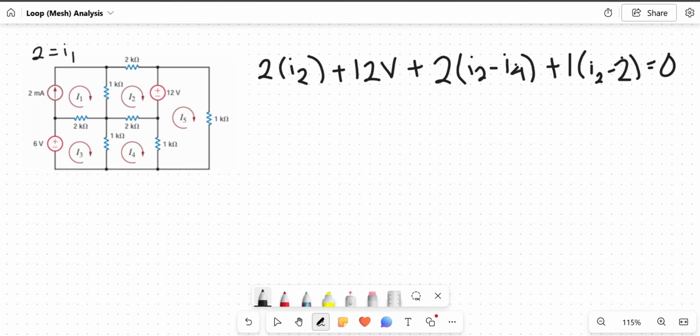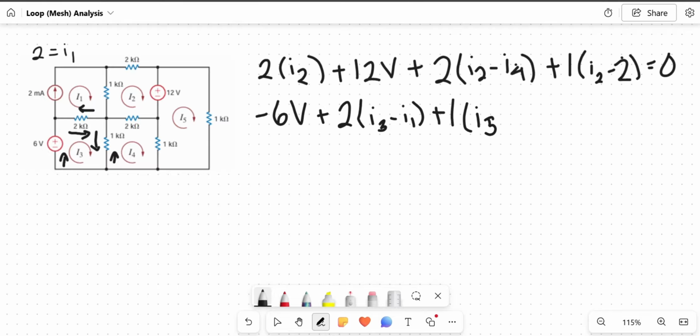Now for our next equation, I3, this enters from the negative terminal, so that's a negative 6 volts. Plus it goes to the 2 kiloohms, while the I1 is opposing it. Since they're opposing currents, this will be 2 kiloohms times I3 minus I1, plus it goes down over here, while the I4 is going against it, 1 kiloohm times I3 minus I4 equals 0.